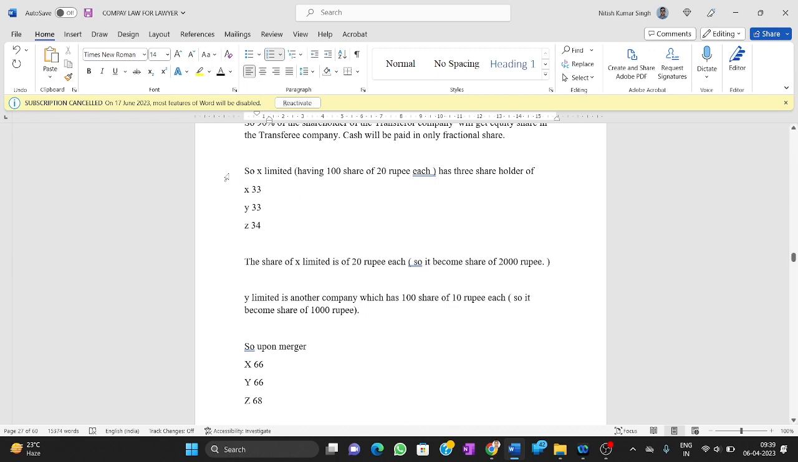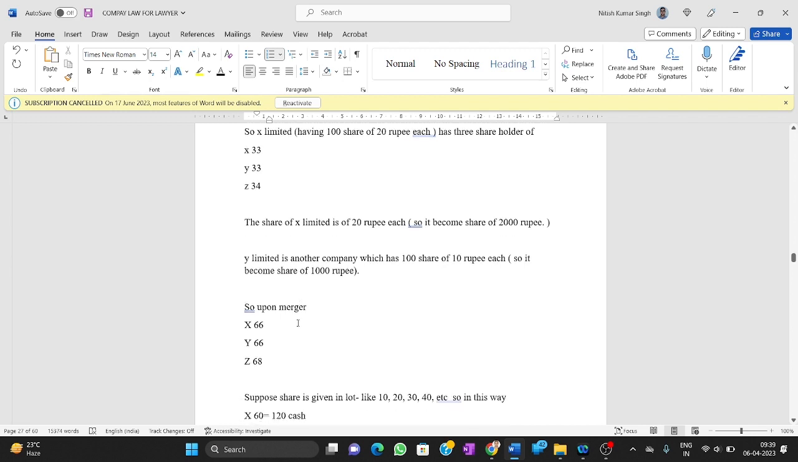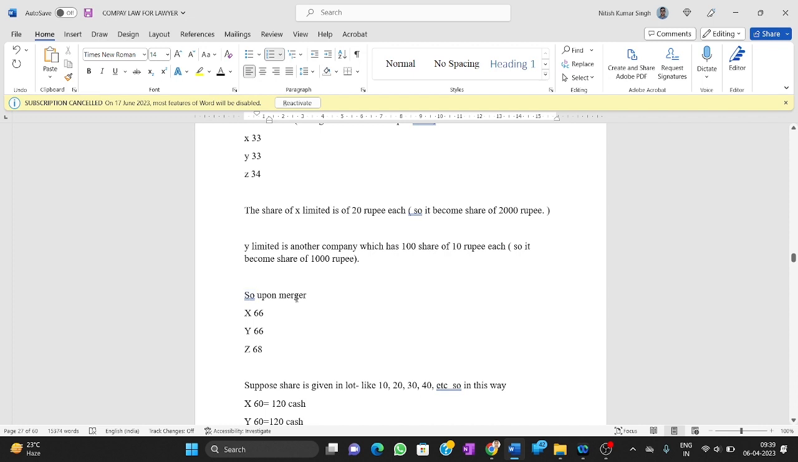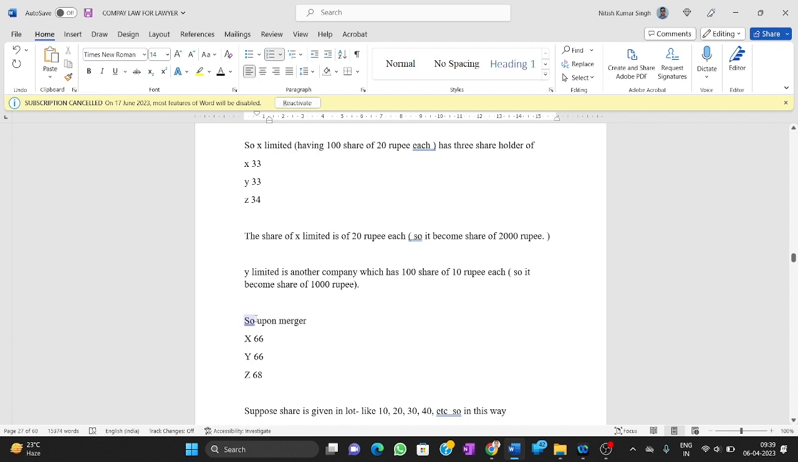So we can see the share capital of X Limited is 2000 rupees and of Y Limited is 1000 rupees. So upon merger, X will get 66 shares, Y will get 66 shares and Z will get 68 shares, because this needs to be in proportion, because one share of X company becomes two shares of Y company. So when X company merges with Y company, the shareholders of X company will get double shares.